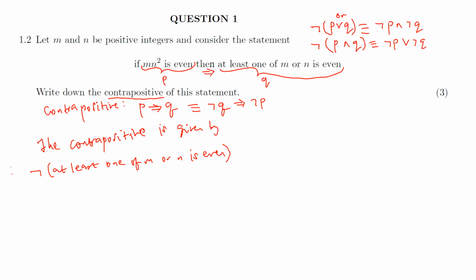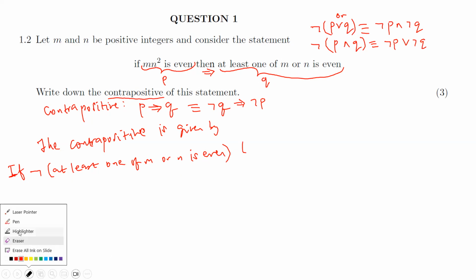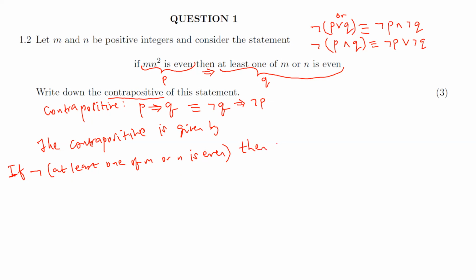So you can say if not at least that, then, right, then what we get? Okay, then, right, then not P, then not mn squared is even. Or this can be written as not this.